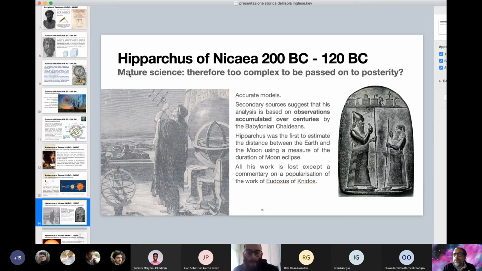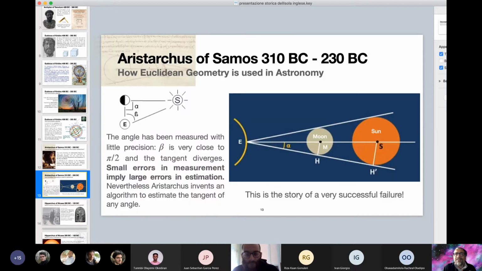Now, I suspect that the phenomenon that occurred to the work of Archytas of Tarentum occurred also to the works of Hipparchus of Nicaea. His science was too mature, and therefore too complex to be passed on to posterity. Hipparchus produced very accurate models. Secondary sources suggest that his analysis is based on observations accumulated over centuries by the Babylonian Chaldeans. Hipparchus was the first to estimate correctly the distance between the Earth and the Moon using a measure of the duration of the moon eclipse.